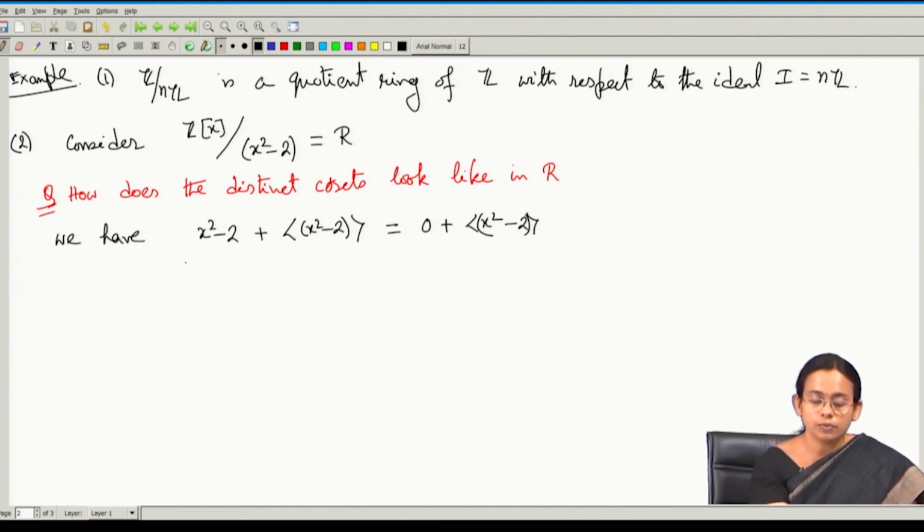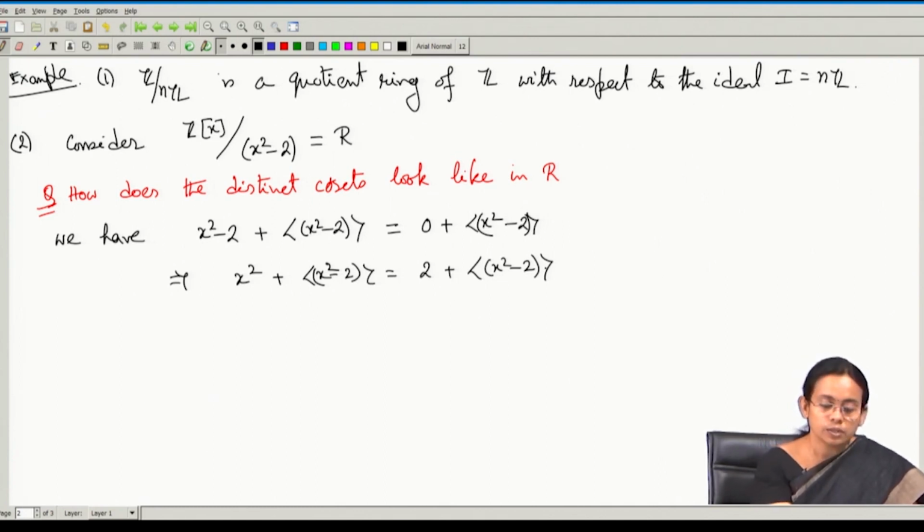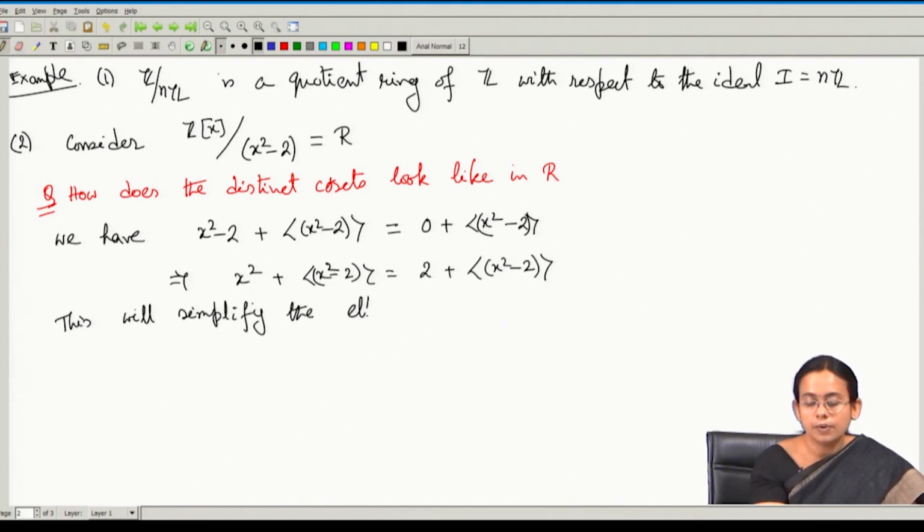So, if these two left cosets are the same because they are representing the same element, then from here I can say that this x square in this quotient ring is the same as the element 2 in the quotient ring. So, whenever I am doing an operation in the quotient ring, I can always replace this x square with 2. So, that will simplify the elements of the quotient.